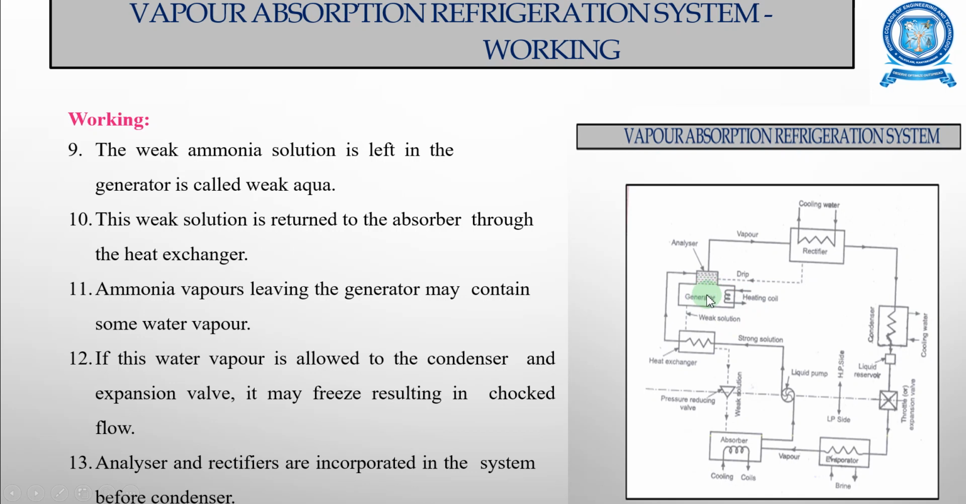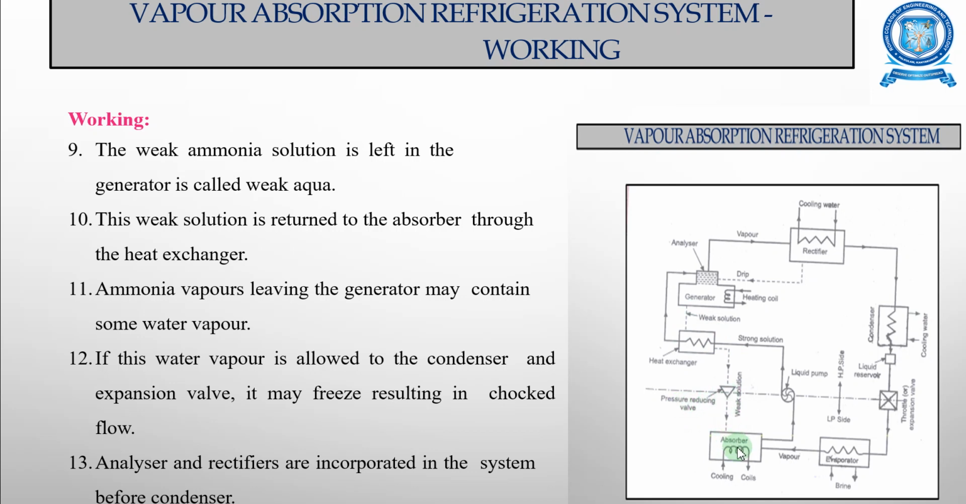So this weak aqua solution is returned to the absorber unit. You can see these dotted arrows through this pressure reducing valve.